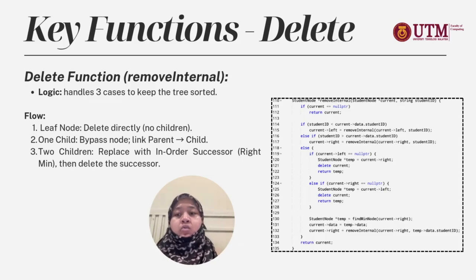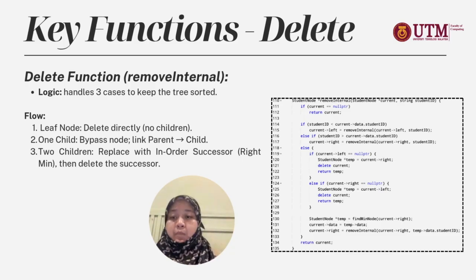Case 2, let's say the node has one child. We can't just delete it because that would disconnect the whole subtree. So instead we bypass the node, meaning we link the parent directly to the node's child. So the node gets removed and its child slides up to take its place.